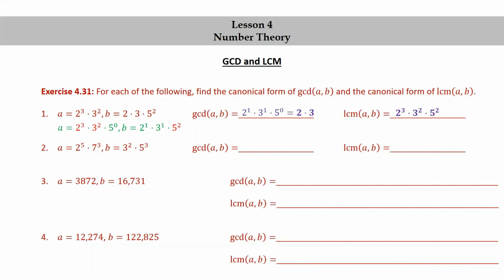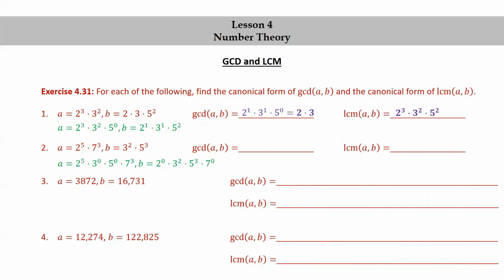For number 2, we have A equals 2 to the 5th times 7 to the 3rd. B equals 3 to the 2nd times 5 to the 3rd. We, once again, first rewrite these factorizations as complete prime factorizations. So we have A equals 2 to the 5th times 3 to the 0 times 5 to the 0 times 7 to the 3rd. And B equals 2 to the 0 times 3 to the 2nd times 5 to the 3rd times 7 to the 0.